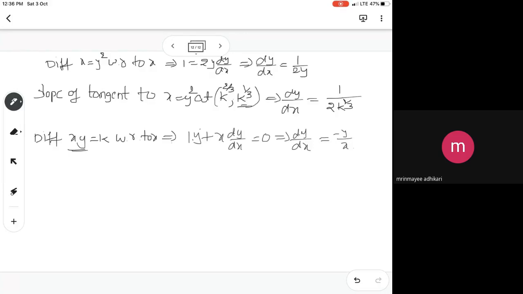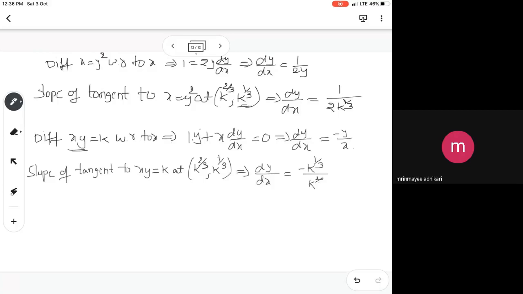So here, what do you get? At that particular point, the slope of the tangent to xy equal to k at (k power 2 by 3, k power 1 by 3). What do you get here? dy by dx is equal to minus k power 1 by 3 by k power 2 by 3, isn't it? So what do you get?